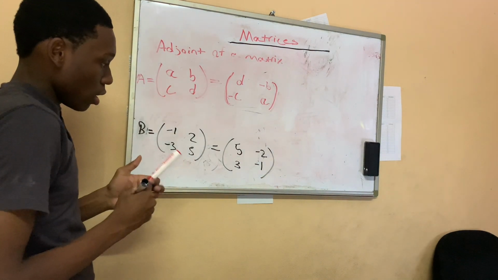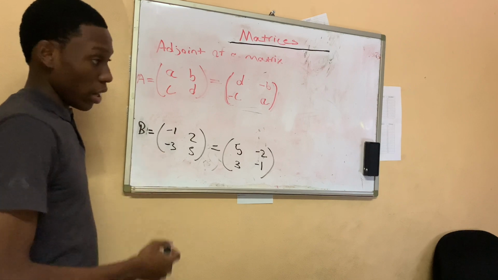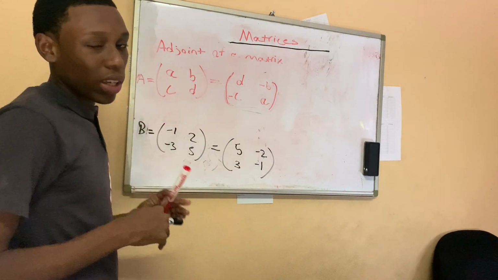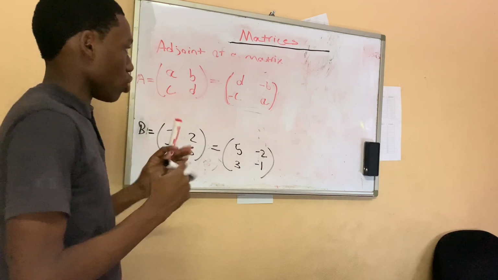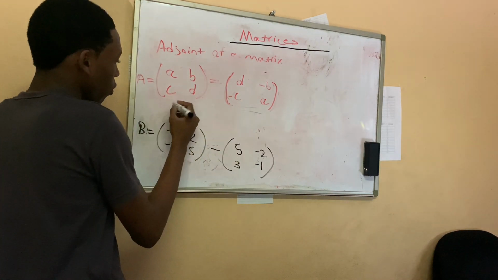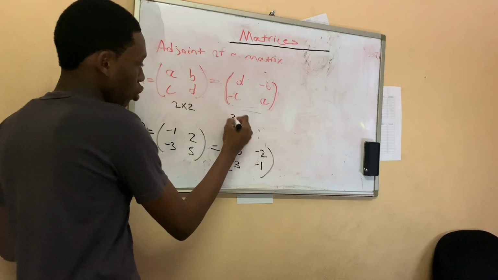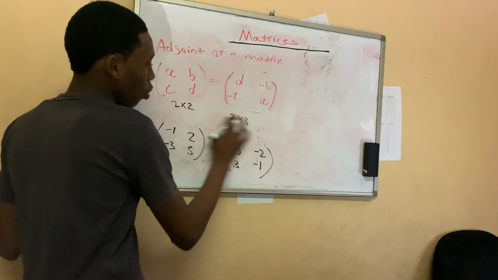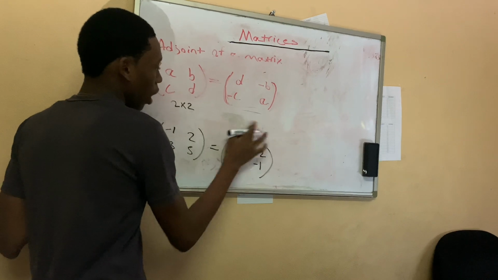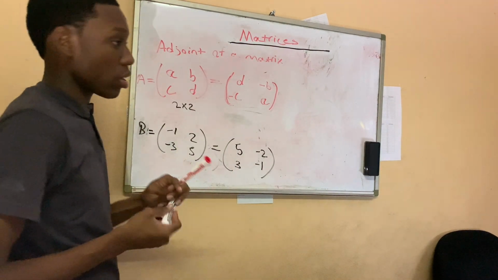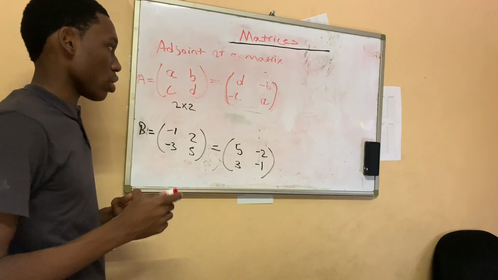And this is finding the adjoint of not any matrix, but only a 2 by 2 matrix. This method only works for a 2 by 2 matrix. It can't work for a 3 by 3 matrix. It only works for a 2 by 2 matrix.